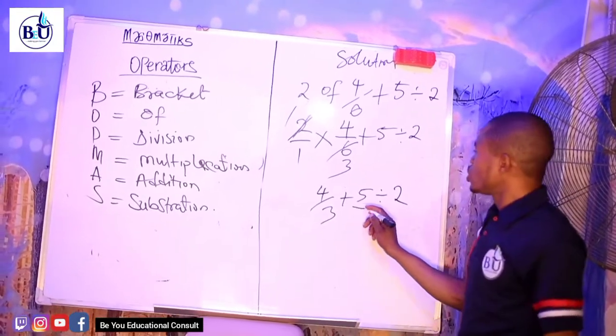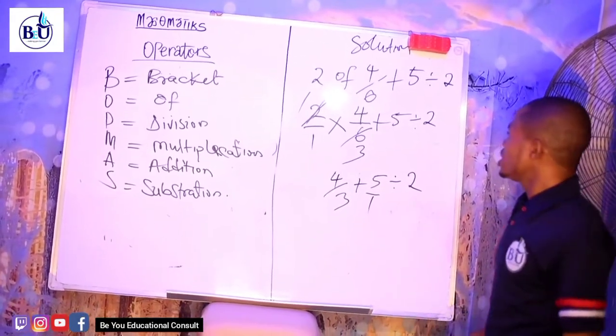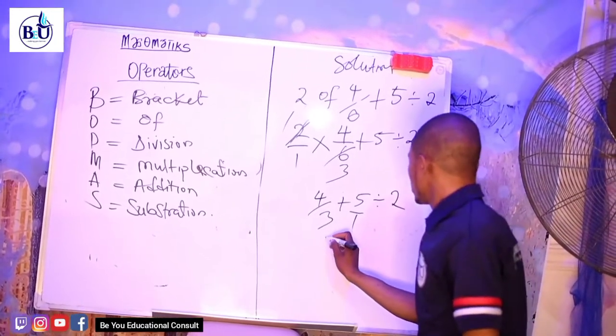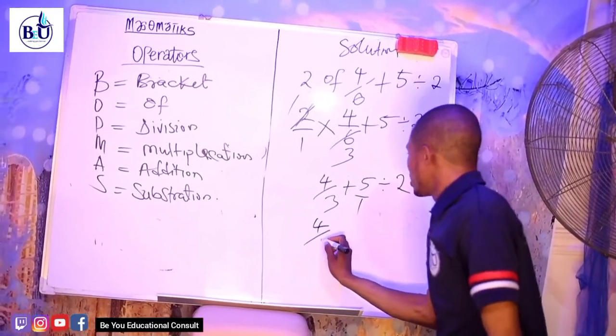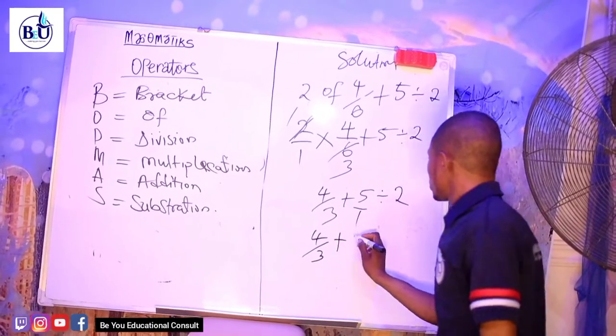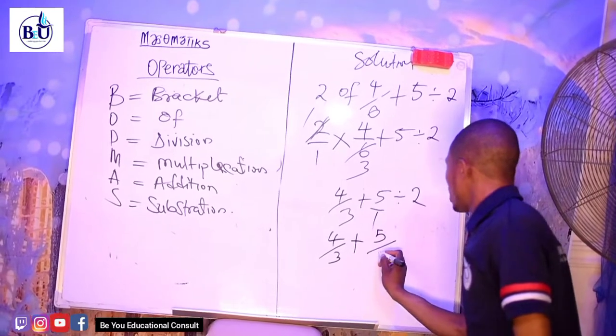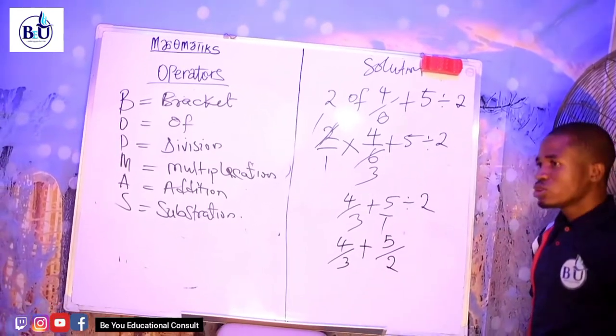Because this is a fraction, you must also make this a fraction. So what is the next thing we are going to do? Remember division. The division becomes 4 over 3 plus 5 over 2. What will you get? This means 5 divided by 2. Are you getting it? So here we have two fractions.